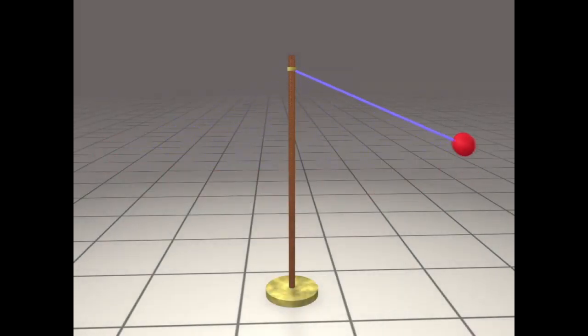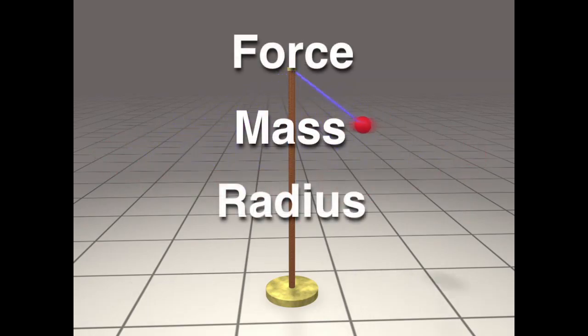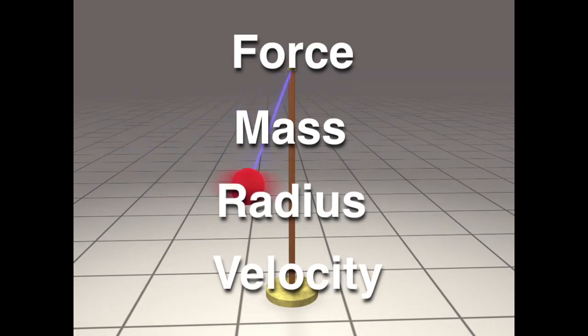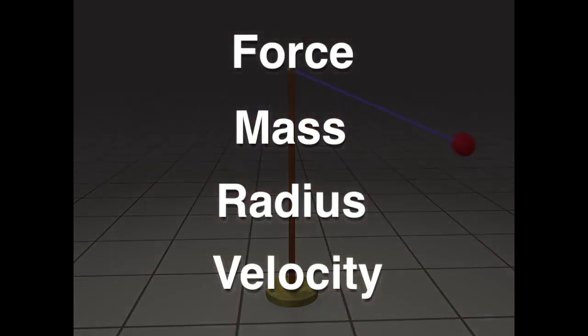To summarize, we have seen that there are 4 important quantities in this system: force, mass, radius, and velocity. In a circular motion system, changing any one of these quantities can have an effect on the others. The goal of the activity that you're about to do is to discover the relationships among them. Have fun!